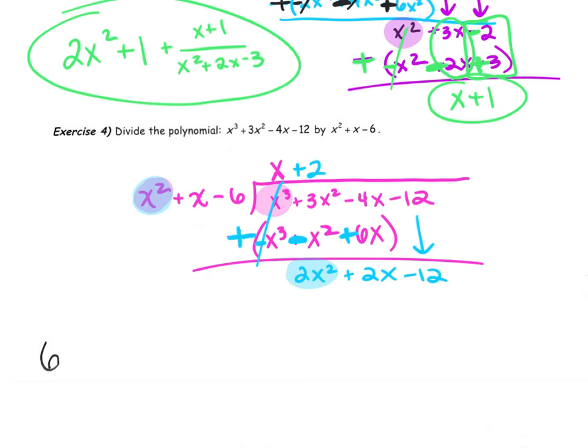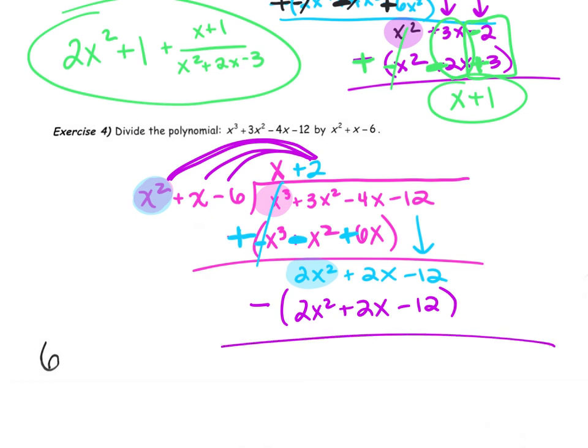So now we're going to go back and redistribute it. So redistribute the 2. 2 times x squared is 2x squared. 2 times x is positive 2x. And 2 times -6 is -12. And once we distribute this negative, so we make this plus, minus, minus, plus, you'll see everything cancels. There's no remainder. So that's my final answer, x plus 2.